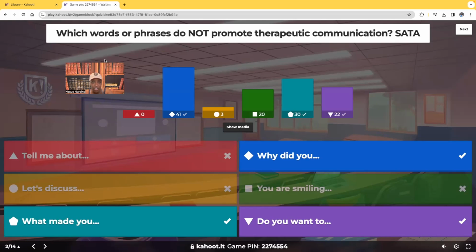Next, why did you? That absolutely blocks therapeutic communication. The minute you ask a patient why, you're making them have to defend themselves. You're putting them against a corner and they're not going to want to talk. That blocks therapeutic communication. So that's why that's the answer. That's the answer because we're looking for phrases that do not promote therapeutic communication.